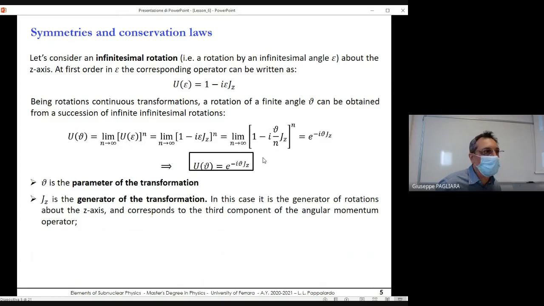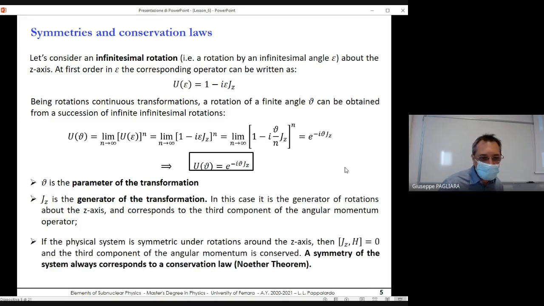So let's look into this more in detail. The theta that appears here is called the parameter of the transformation, and the object besides theta, so Jz in this case, is called the generator of the transformation. In this case, since we are dealing with rotation with respect to the z-axis, the generator corresponds to the third component of the angular momentum, as you know already from quantum mechanics. Okay, but this is just an example.